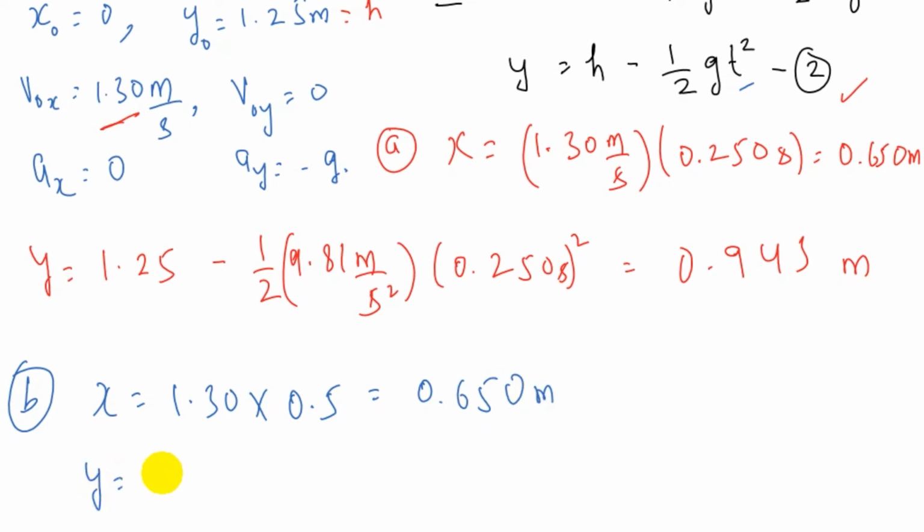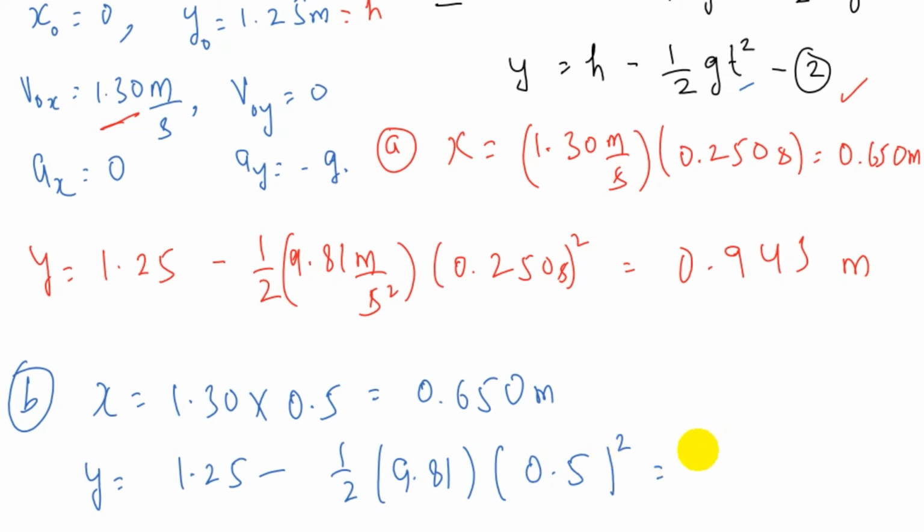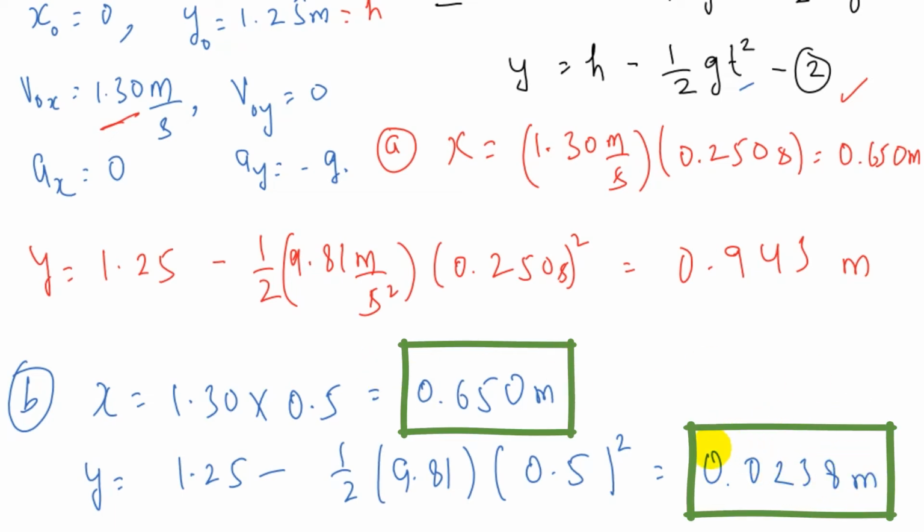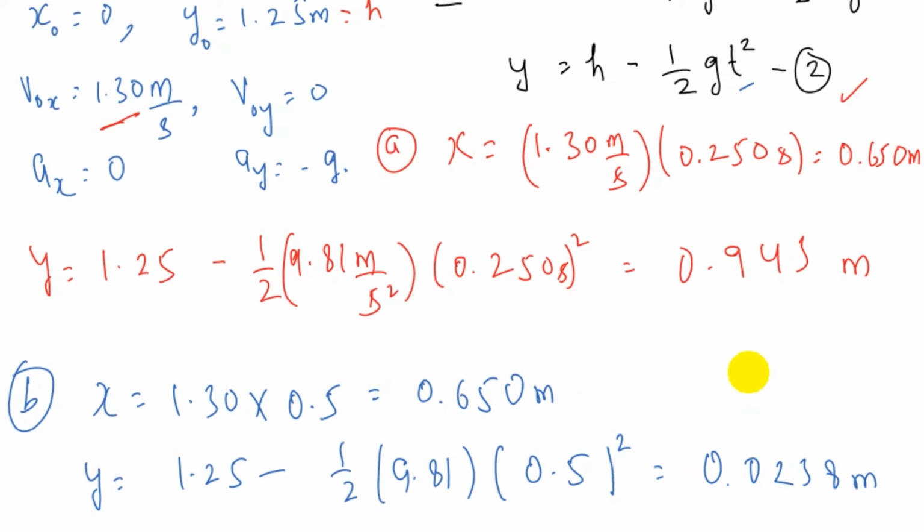Similarly, y, this would be 1.25 minus 1 over 2 times 9.81 times 0.5, and it's squared. So that value comes out to be 0.0238 meter. So this is the position of the projectile at time t equals 0.5 seconds.